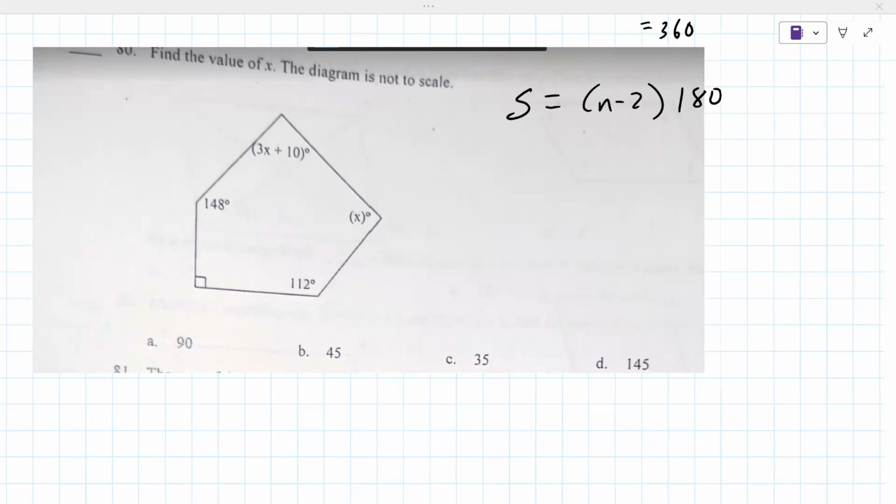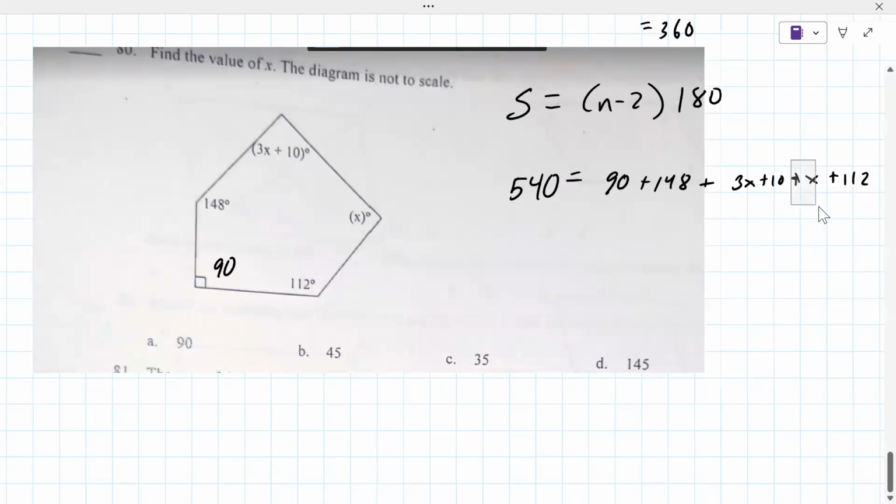I got 540. So the 5 angles in here add up to 540. What's the measure of this one with the square? What does that mean? 90 degrees. So that's 90. So you're basically adding up all these: 90 plus 148 plus 3x plus 10 plus x plus 112 equals 540. Okay. All right.